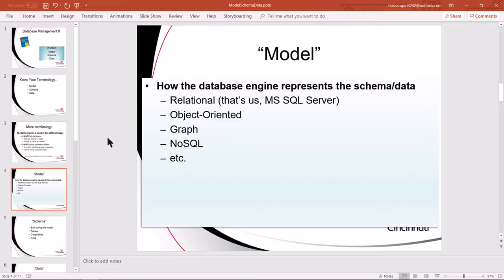How is the model decided? Well, that's probably something that's above your pay grade at work. It's probably decided for you because that's what they've always used, or that's what the customer told them to use, or they're branching out and they might want to try something different.